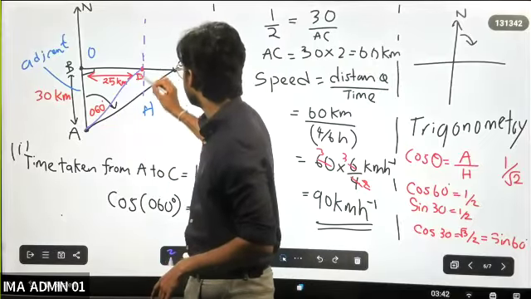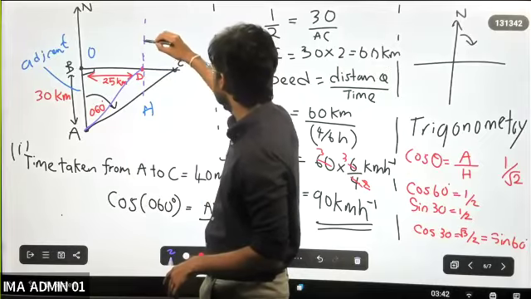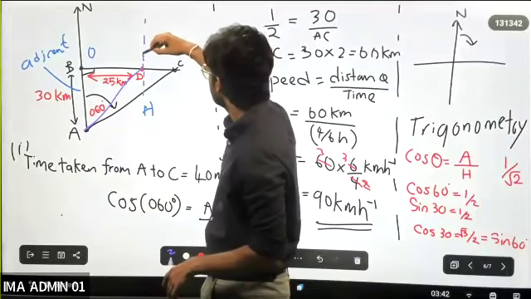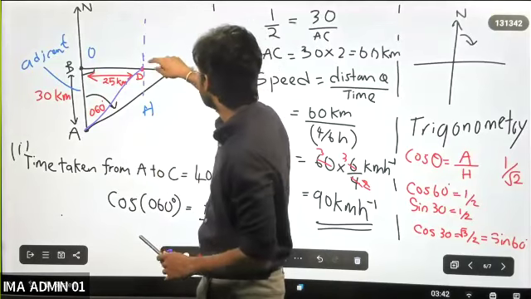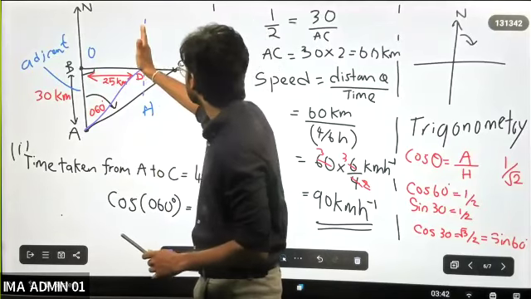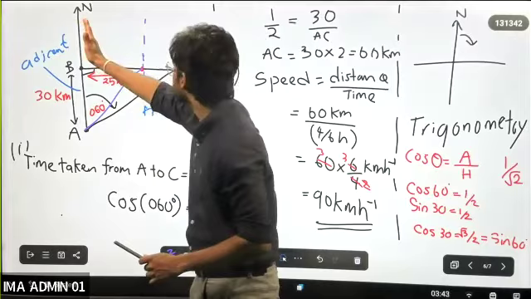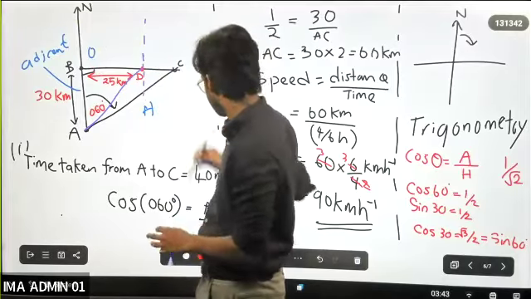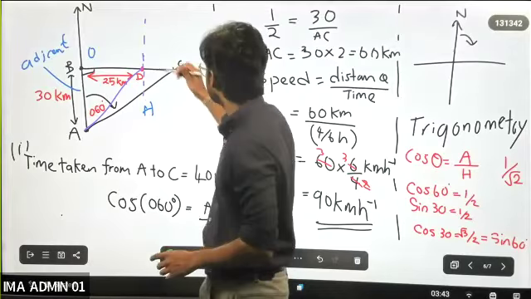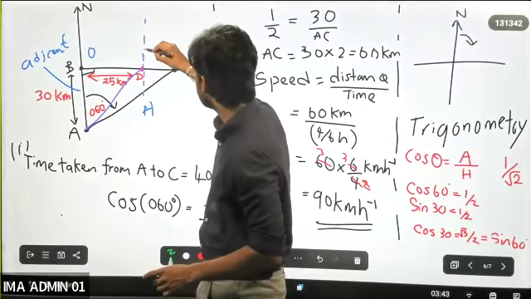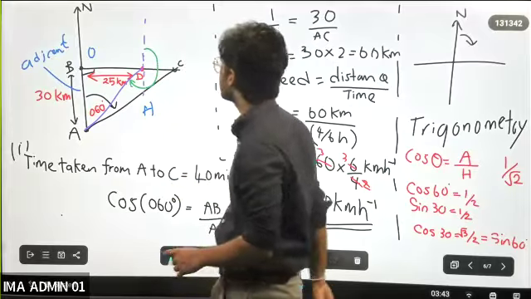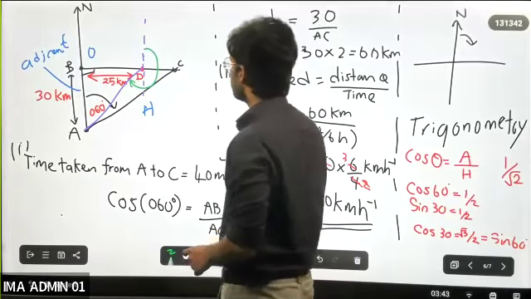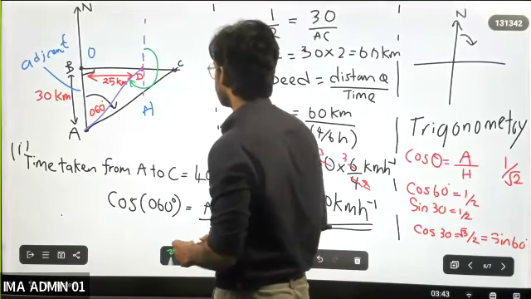So this is the AD. So they are asking the bearing of A from D. So what does bearing mean? It is the degree measured starting clockwise from the north. So then the degree they are asking is this, right? The degree they are asking is this angle.